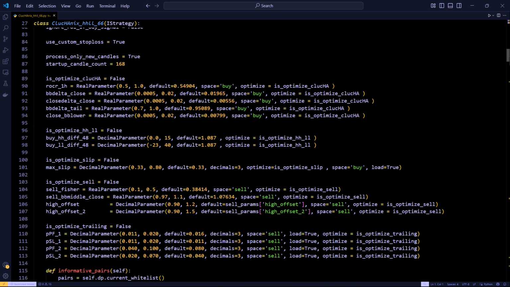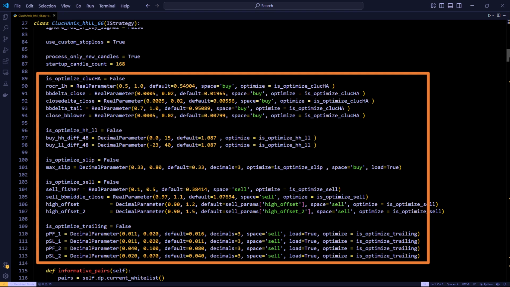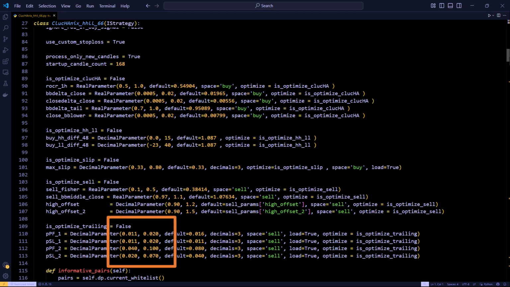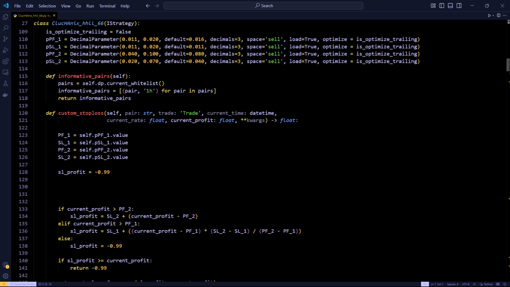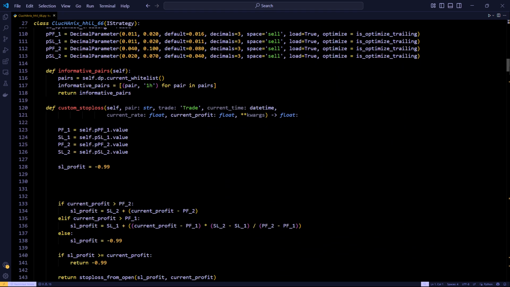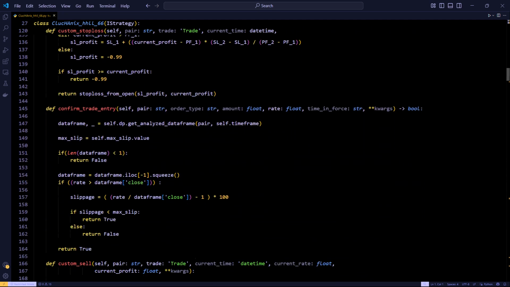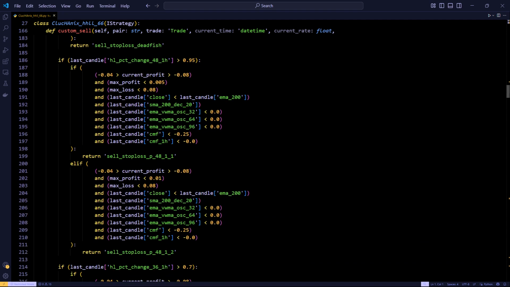In this section the parameters are set for hyperoptimization. The range in which is sought, the default value, if this is a buy or sell parameter, and whether it should be optimized is all included in this setting. The algorithm uses the 1 hour time frame as the informative time frame for determining the larger trends. And in the following couple of methods there are a whole range of exit parameters configured.